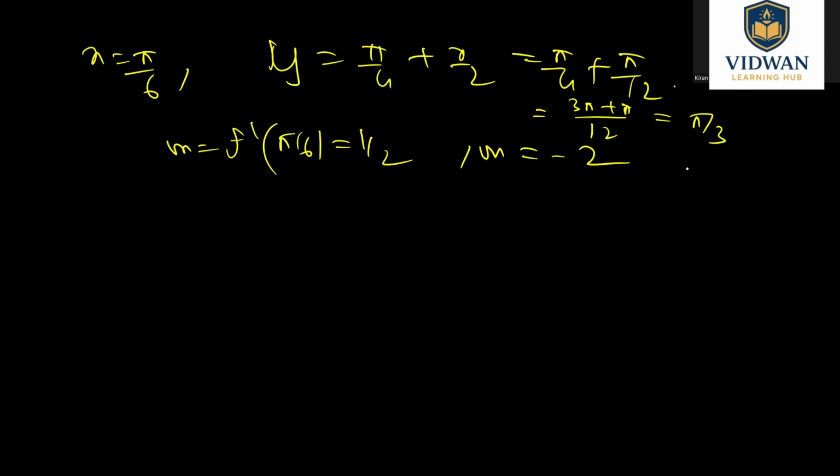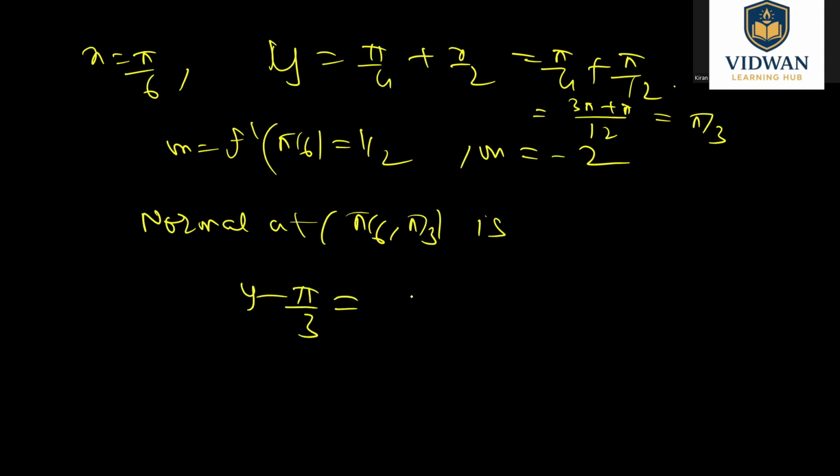15 and 45, yeah, pi by 3. So what is the normal at this point? So the normal at the point where x is pi by 6 and y is pi by 3 is given by y minus y1. So y minus pi by 3 equal to slope into x minus x1. Slope is half into x minus pi by 6.